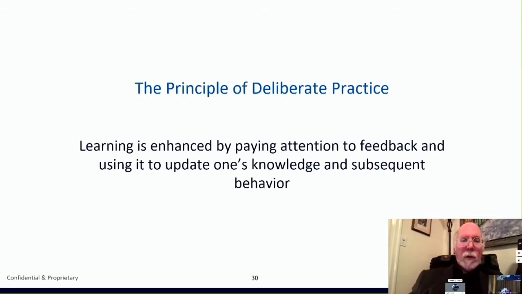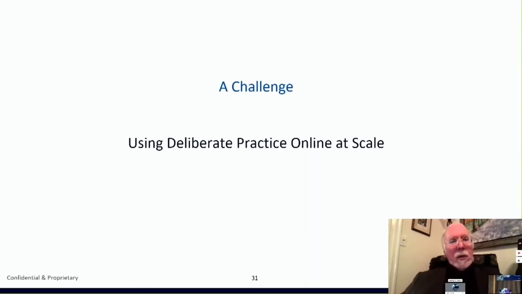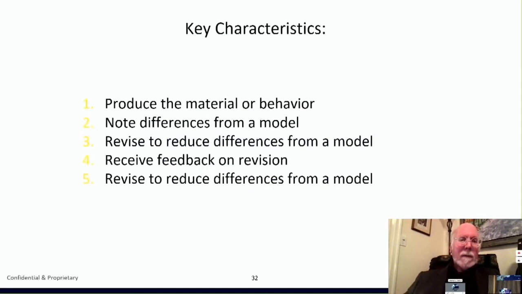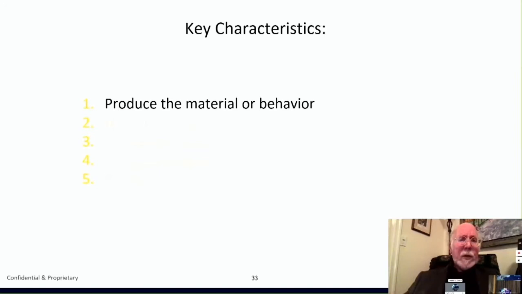Next slide, please. The challenge is using deliberate practice online at scale. It's easy to do it with a tutor one-on-one, but doing it with many students in a class, more difficult. This is, again, something that's easier to do online at scale. Next slide, please. So let me give you one example. I'll use BATNA again because we just did it. Next slide, please. First, you have them produce material or behavior.